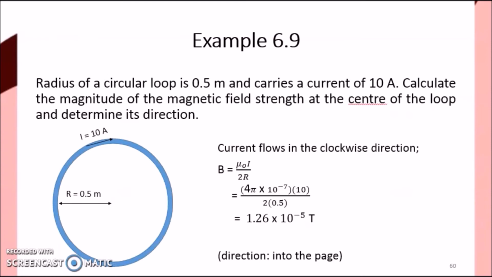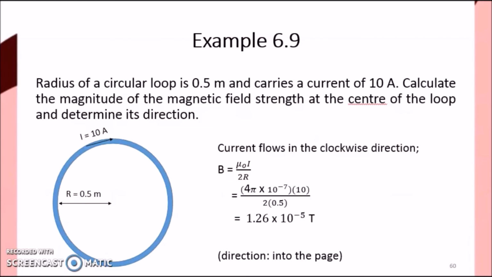Example 6.9. Radius of a circular loop is 0.5 meter and carries a current of 10 ampere. Calculate the magnitude of the magnetic field strength at the center of the loop and determine its direction. So we have this circular loop. Radius is 0.5 and it carries current 10 ampere. We want to find B at the center of the loop.